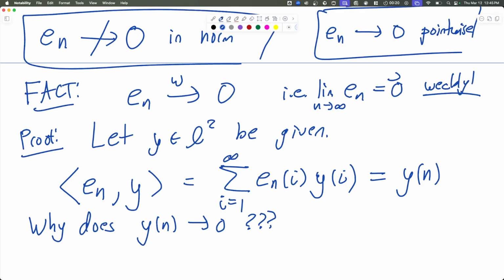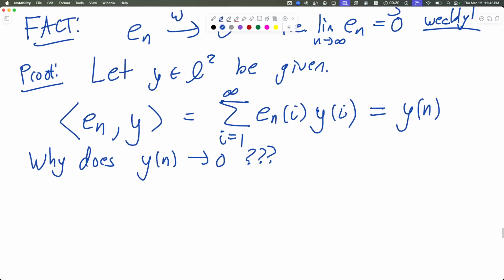The condition of L2. Very good. So the reason the y_n's have to go to 0 is because y_n is not just any sequence under the sun. y_n is a sequence from L2. And L2 has a condition that means that the terms have to go to 0.